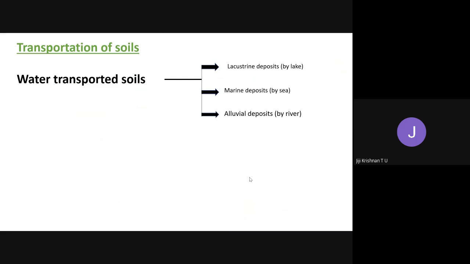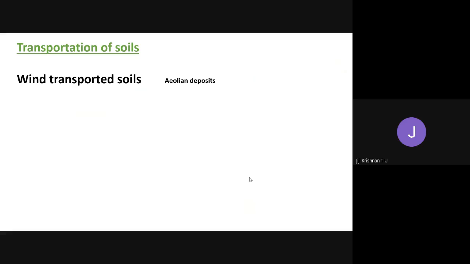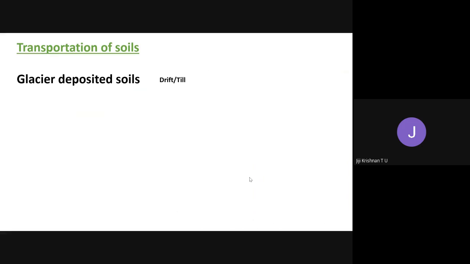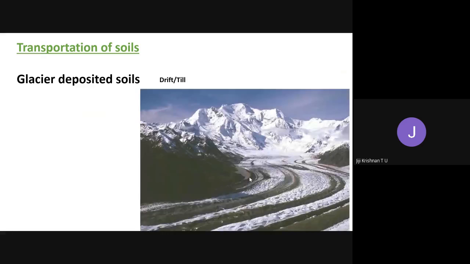Moving to the transportation of soil, there are different ways in which soil can be transported. The first one is water transported soil. If it is by lake, we can call it a lacustrine deposit; by sea, marine; and if it is by river, we can call it an alluvial deposit. Wind transported soil is also called aeolian soil, and glacier deposited soil is called drift or till.